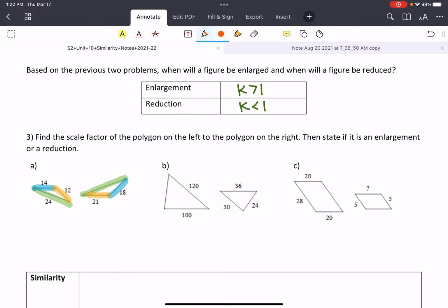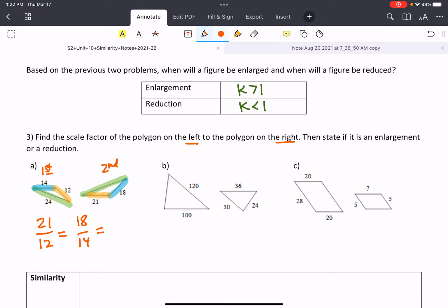So I want to make sure when I'm doing my scale factor that the new shape, this is the new one because it says on the left to the right. So this is the second shape and this is the first shape. So my 21 is going to be divided by 12. Oh, I wrote 21 again. It's divided by 12, which should be equal to 18 divided by 14.